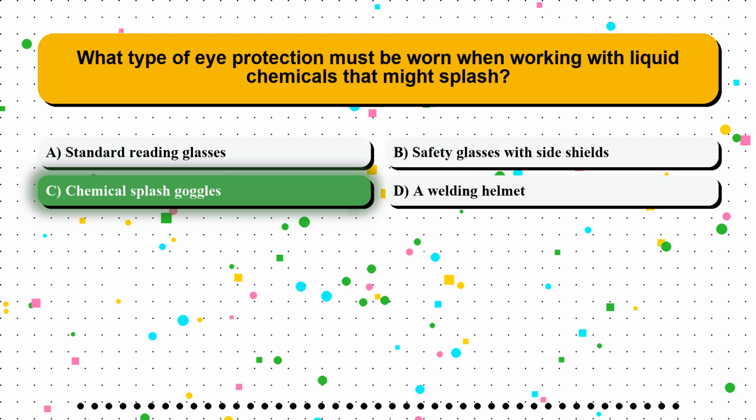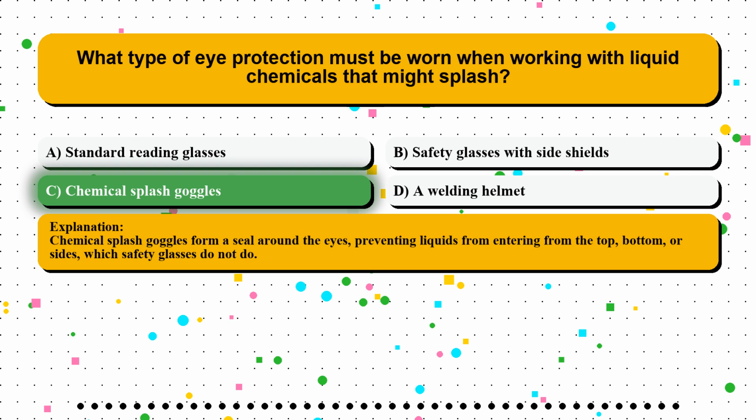The correct answer is option C. Chemical splash goggles. Chemical splash goggles form a seal around the eyes, preventing liquids from entering from the top, bottom, or sides, which safety glasses do not do.